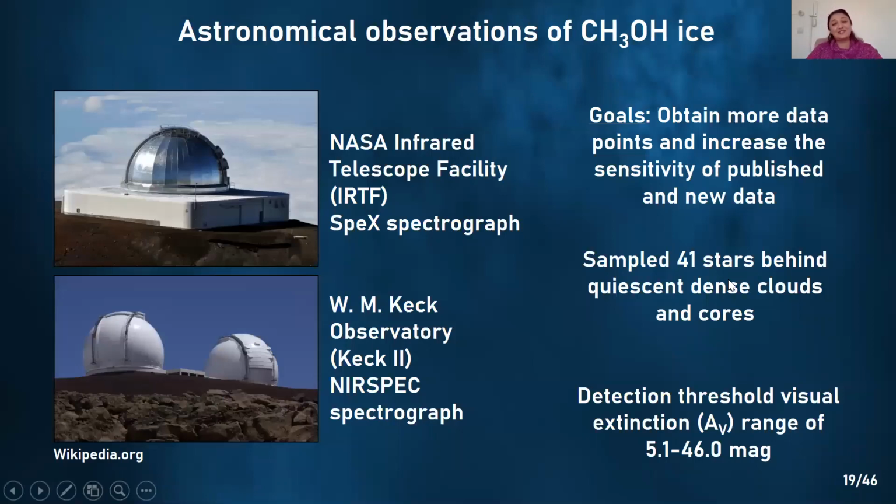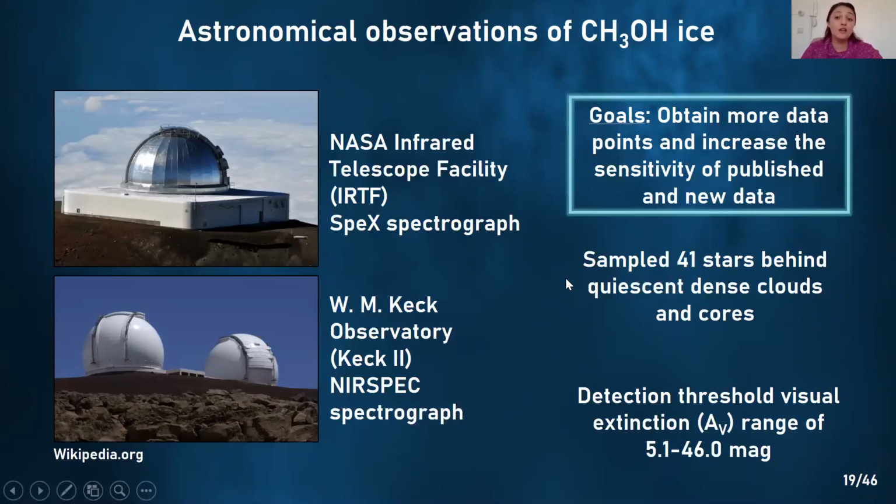So that leads me to the follow-up observation project, where I tried to obtain more data points. I did obtain more data points, but they are mostly upper limits. Since this work is not published, I'm just going to very briefly touch on it. The two telescopes that were used were IRTF SpeX and Keck with NIRSPEC. The goals of this project were to, one, obtain more data points, and two, increase the sensitivity of previously published and new data. Photospheric line contamination from the background star can lead to noisy data, so I created a script in Python to remove these lines.